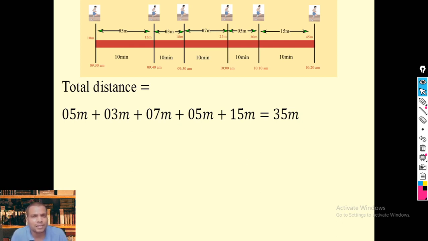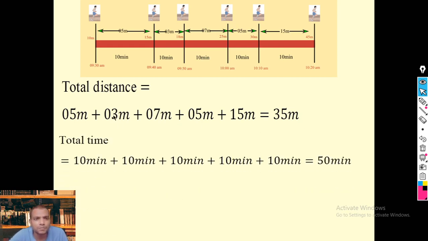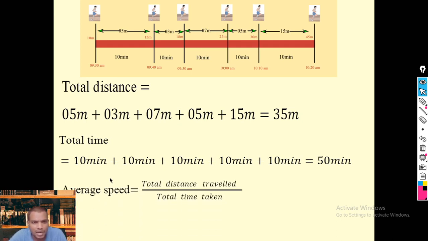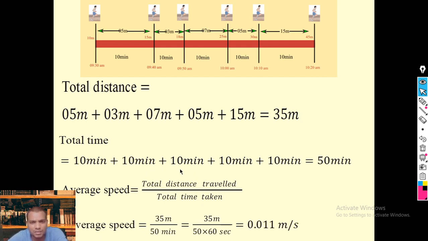In this case we cannot calculate speed itself, we need to calculate average speed. To calculate average speed, first we need to sum up the total distance: 5 meters plus 3 meters plus 7 meters plus 5 meters plus 15 meters. The total distance here is 35 meters. The time interval is 10 minutes each, so the total time is 50 minutes. Now we can apply the average speed formula: total distance traveled upon total time taken. Just divide 35 by 50 minutes.